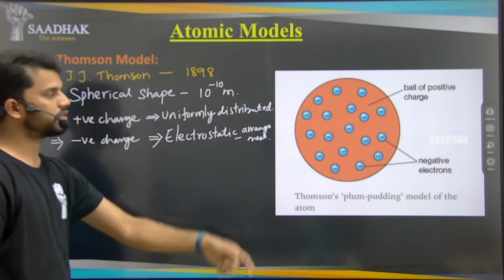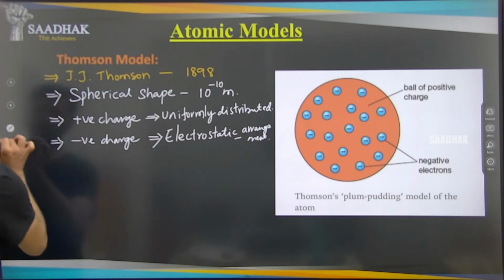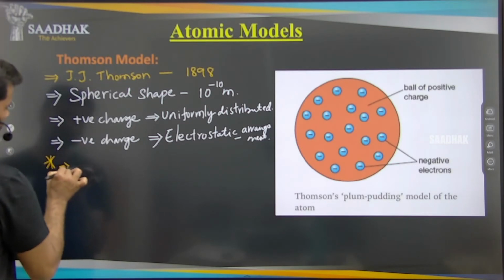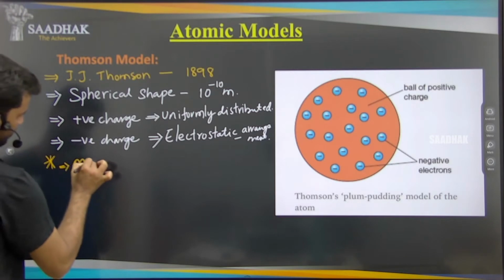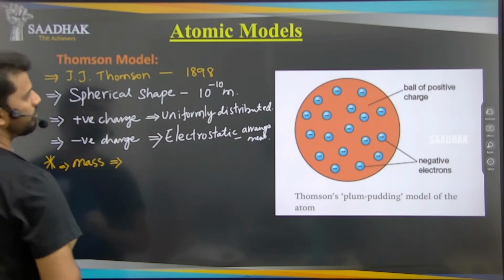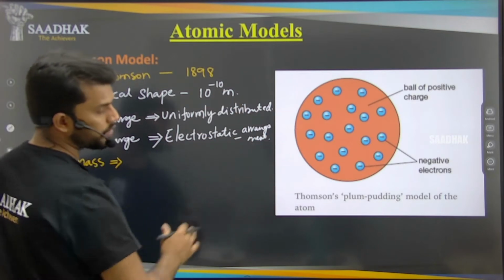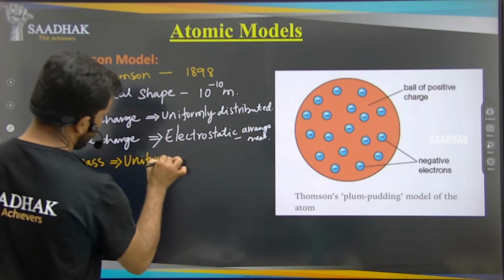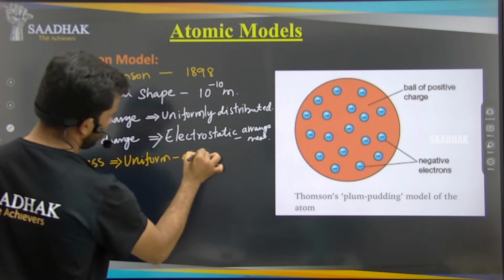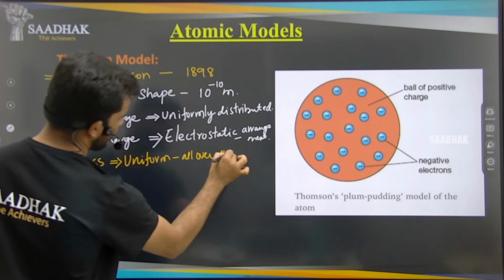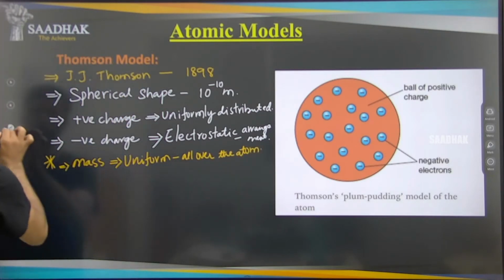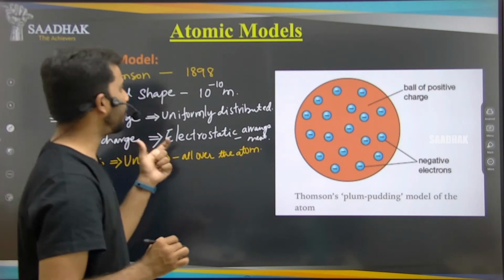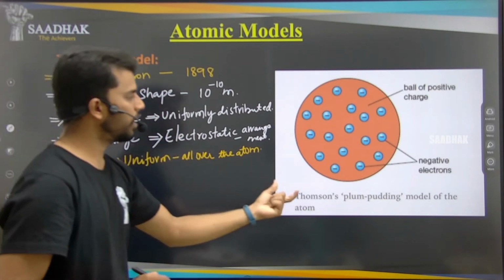Okay, so this is how the positive charge and negative charge are arranged in this Thomson model, right? And another important point that he explained is the mass of this atom. The mass of this atom is uniform all over the atom.